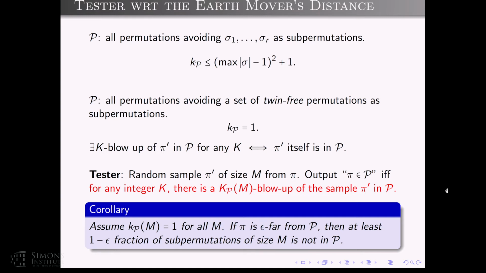The property of being twin-free is not hereditary, right? So it's avoiding a set of twin-free permutations. So it avoids a set of subpermutations, and those subpermutations are twin-free. Yeah, it's a bit hard to, sorry. Okay, thanks.